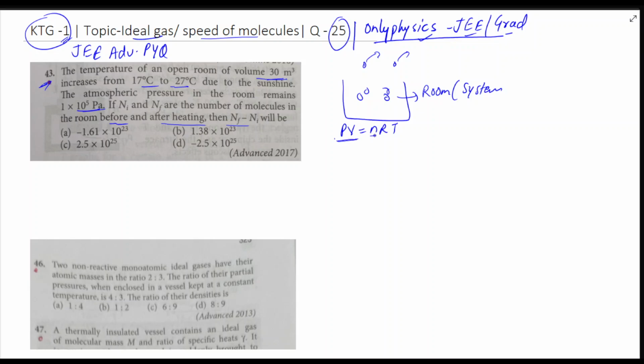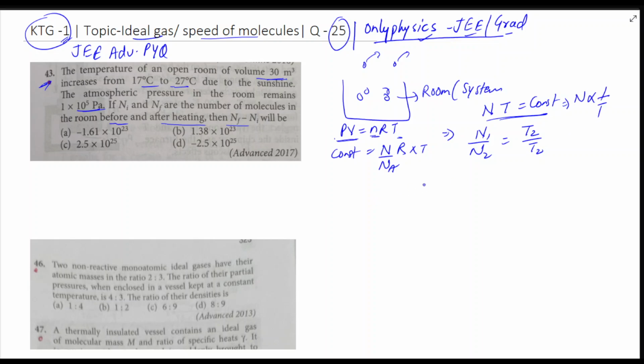So this is the same. So clearly this is constant, equal to the number of molecules, R is constant, and Avogadro number, into T. So we will have simply N times T is constant, right? So we can simply write N1 by N2 will be equal to T2 by T1, inversely proportional. So N is inversely proportional to temperature. Now let's put the things here. Let's say this is initial, this is final.